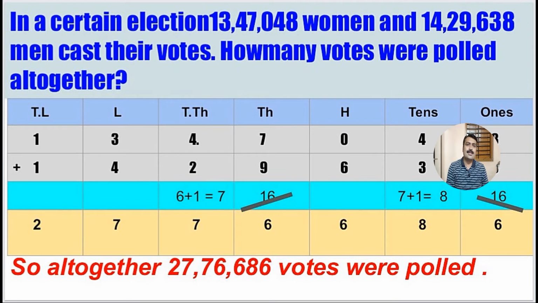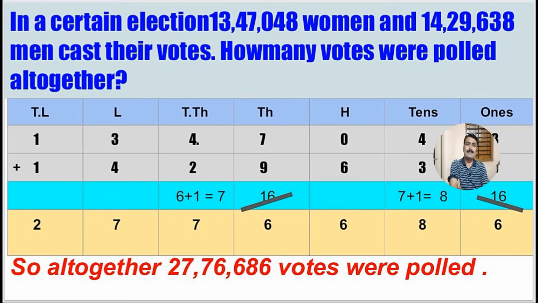In a certain election, 13,47,048 women and 14,29,638 men cast their votes. How many votes were polled altogether? Now this is the reading of this first word problem.